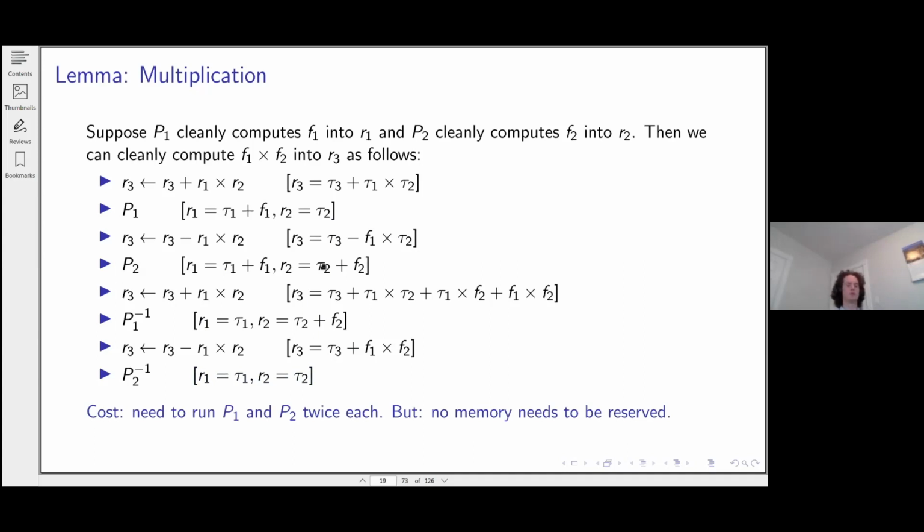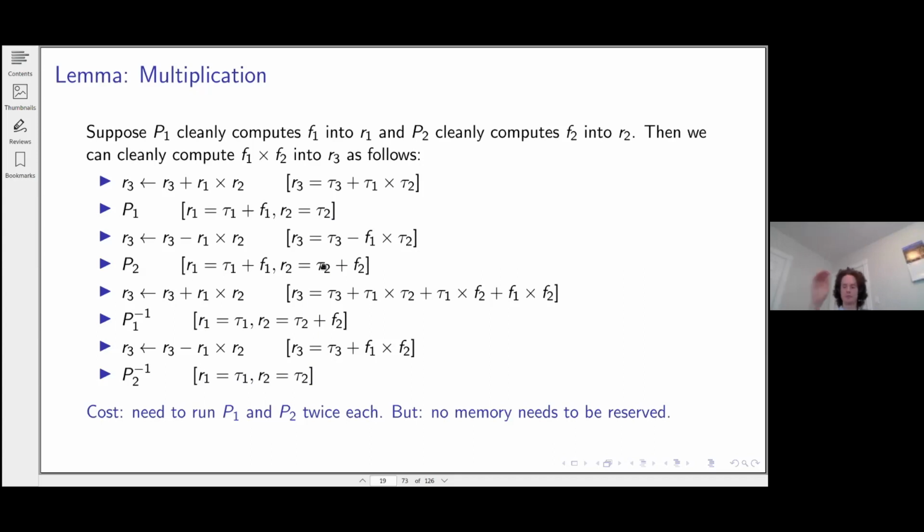And since P1 is a reversible computation, it's designed to restore all of the registers back to their original values, except for the output register. So these subroutines can just make use of the same 3 registers, and if they in turn call other subroutines, they can also make use of exactly the same 3 registers. So we don't end up with any extra memory needing to be reserved for each recursive layer of our program.